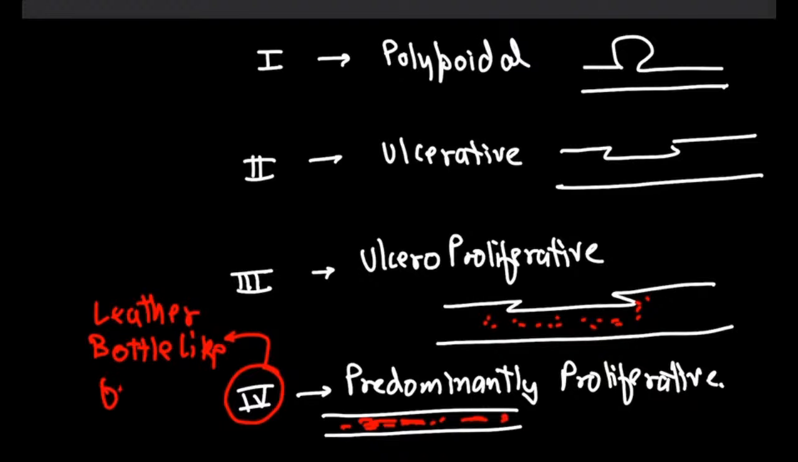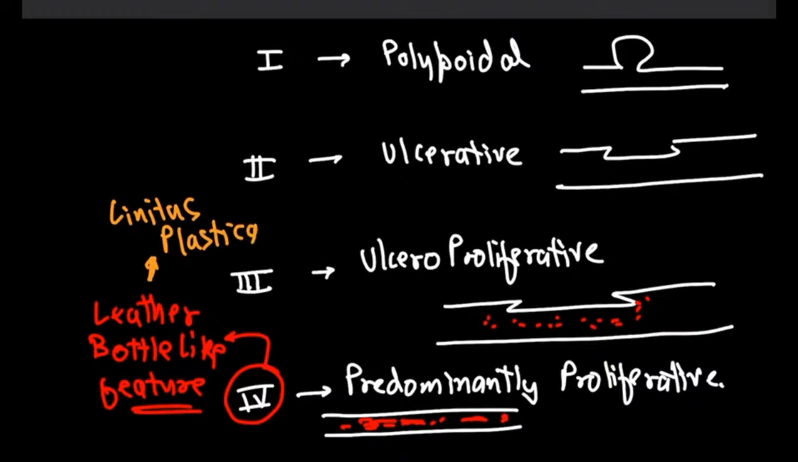like feature. What do you understand by leather bottle like feature? It means that it is non-distensible, non-deformable, and this is what you refer to as a linitis plastica. Okay, this is what is called a linitis plastica. I hope I'm making sense, guys.